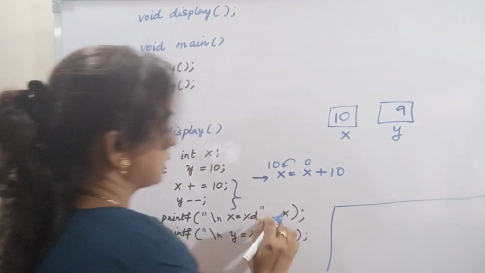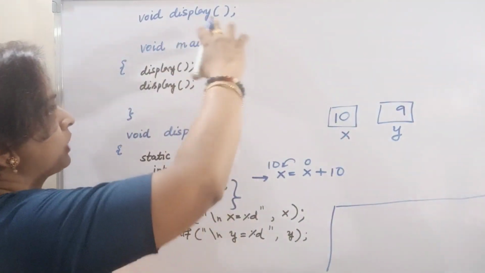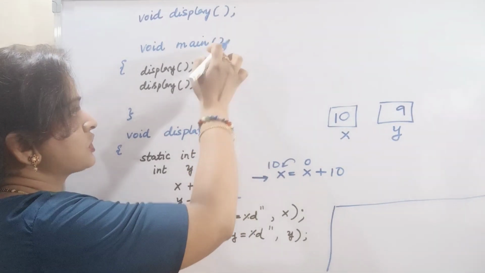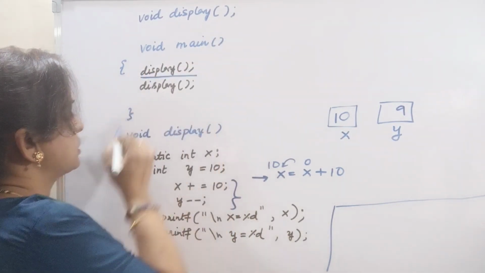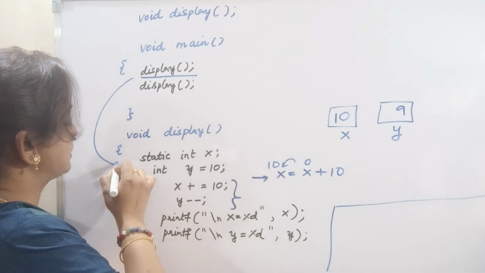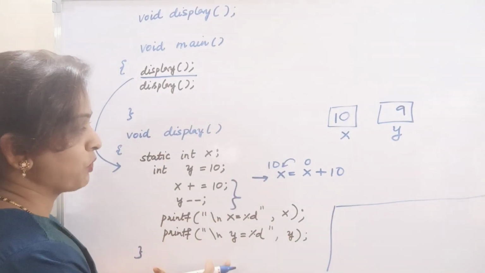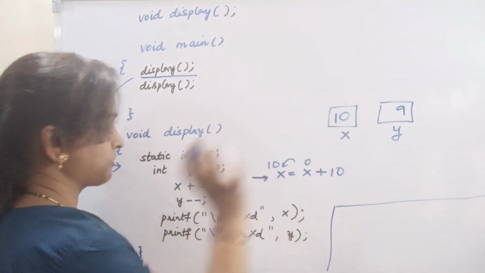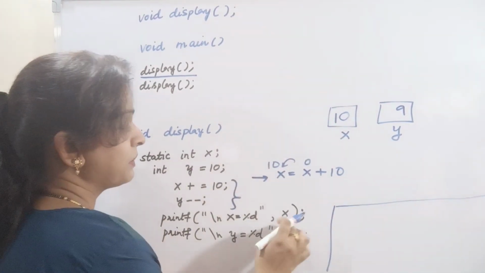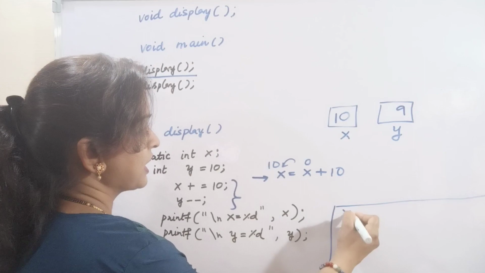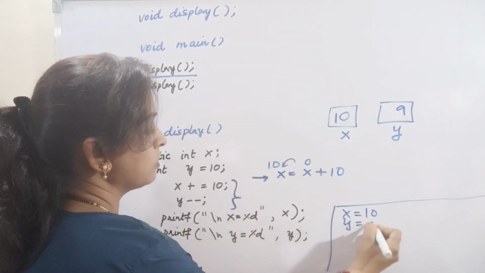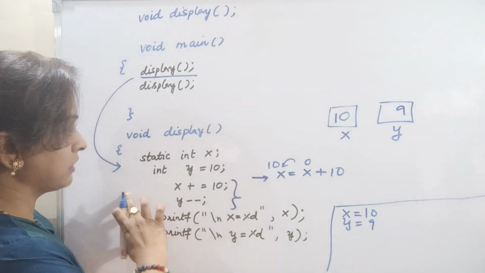For the first time, I have called the display function. So execution, as you all know, it always starts from the main function. We start from the main function. We call the display function and the control will be to this display function. Now I am executing this now. So I say x plus equal to 10, we have done it. Y minus minus, we have done it. And we are printing now. Print the value of x. So it is x equal to 10 and y equal to 9. So this block is done.